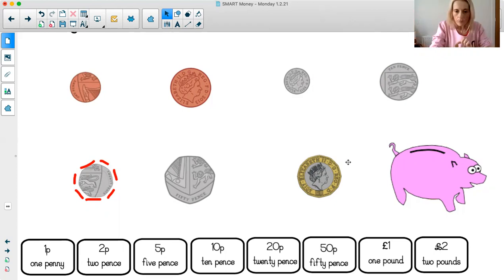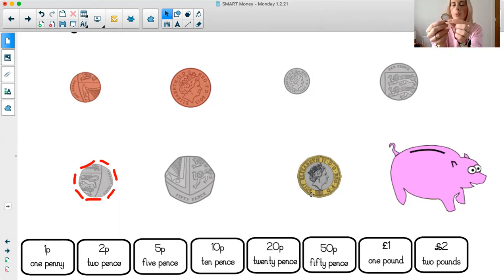There we go. That's not quite a circle. If you've got one in front of you, you might be able to feel the edges and see if you can count how many edges. You could maybe tell me on your class dojo what sort of shape that is. So we've got a small one.